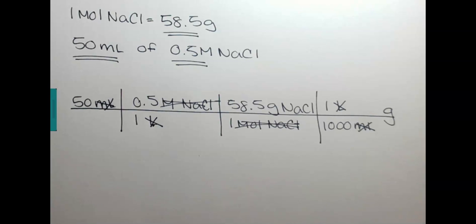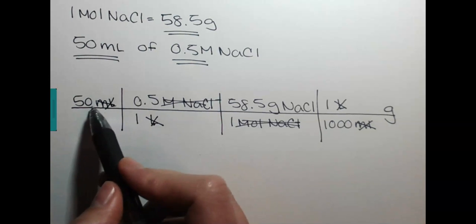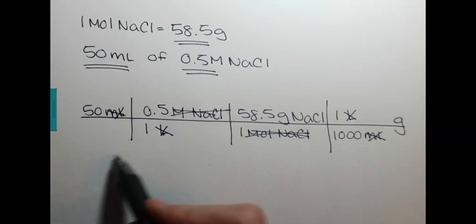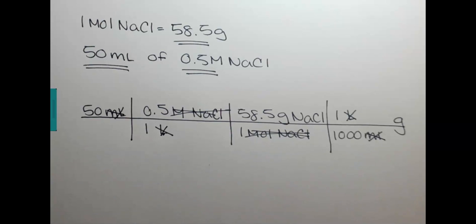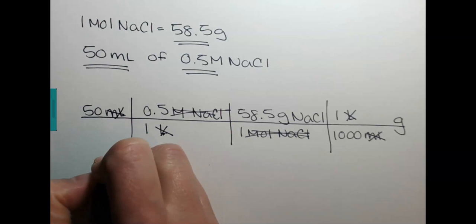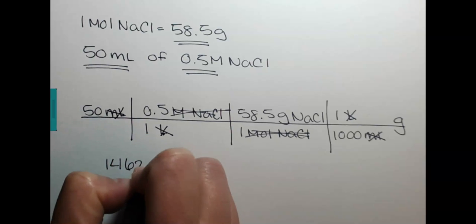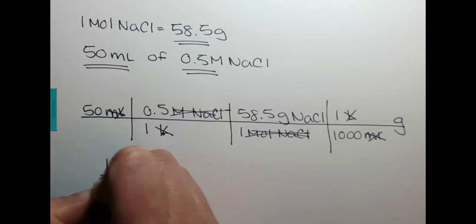So now I've taken care of all my units. Now I just need to worry about numbers. And so I'm going to calculate across the top and then calculate across the bottom, like multiply across the top. So 50 times 0.5 times 58.5 times 1 gives me 1,462.5. And then on the bottom I have 1 times 1 times 1,000, so that's going to be 1,000.